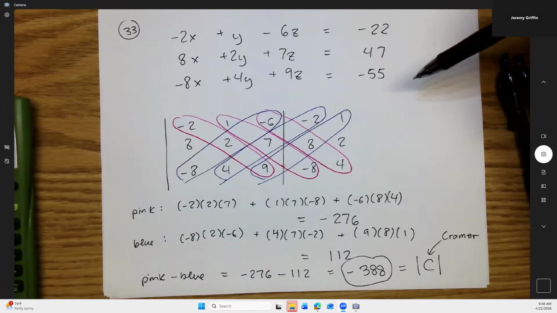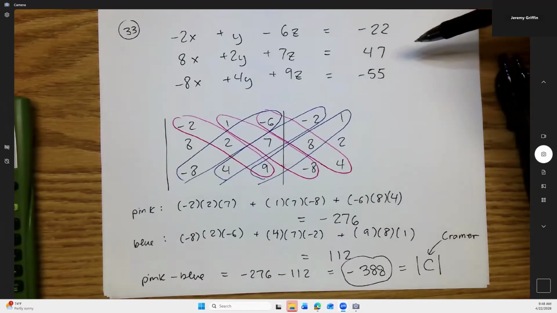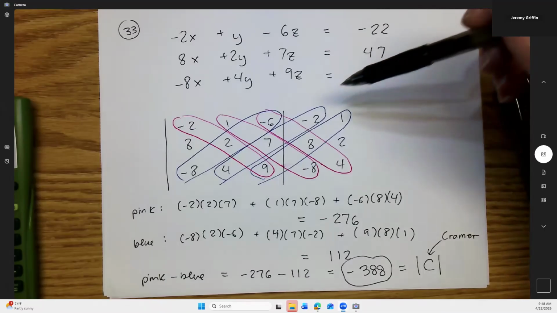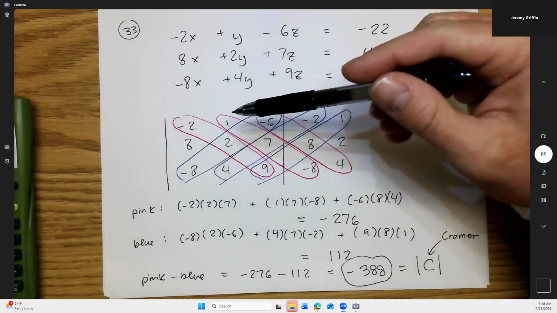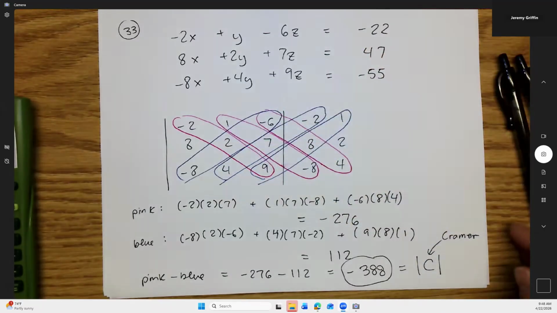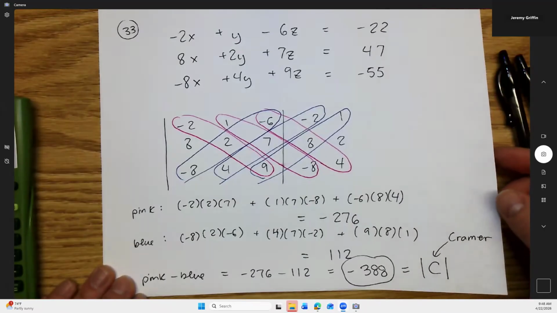You know the numbers that we haven't done anything with yet are the answers on the right side of the equals. It's negative 22, 47, and negative 55. What we're going to do with those numbers is make a new matrix and substitute them in the place of each one of these columns. We've got an X column, a Y column, and a Z column. That'll be the next step. So you guys ready for next?